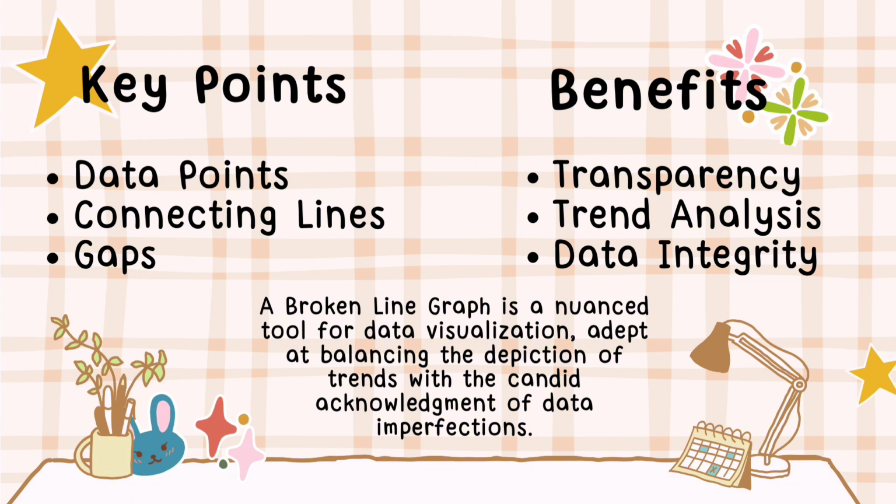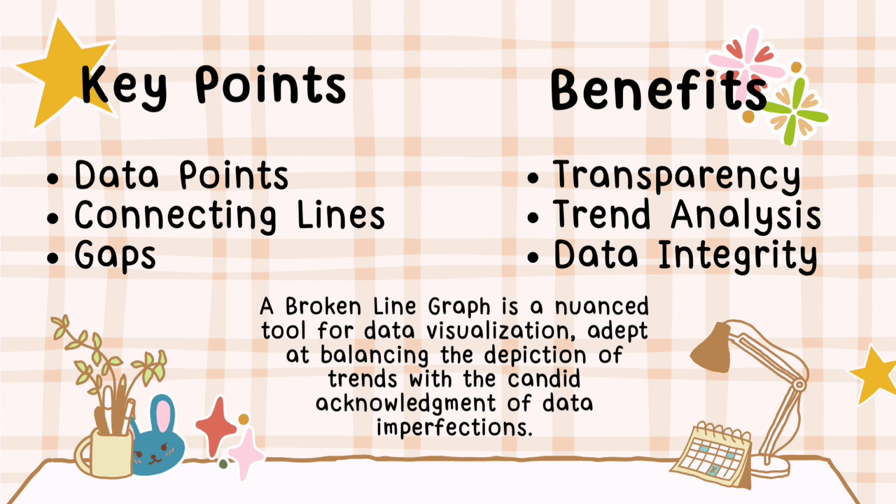First are the data points, which are represented by markers or dots at each available data measurement; the connecting lines, which are lines that connect consecutive data points to depict trends or changes over time; and lastly, the gaps, which are explicit interruptions or breaks in the connecting lines that highlight the lack of data for specific intervals.